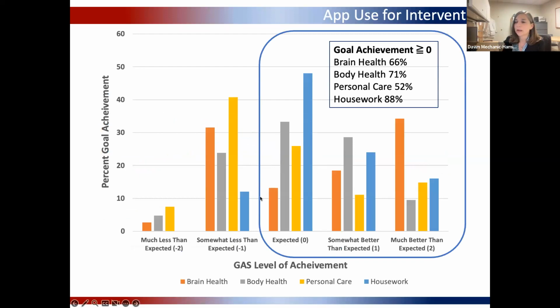And this was folks who achieved it at the expected level, and then those who did those goals a little bit more. So maybe it might be something like going for walks on a daily basis. That might be much better than expected. What we had set as their goal is maybe once a week, twice a week. And so we were looking to see in these 4 areas if the prompting, the motivation, the initiation, and the planning of the app was helpful to them in carrying those out.